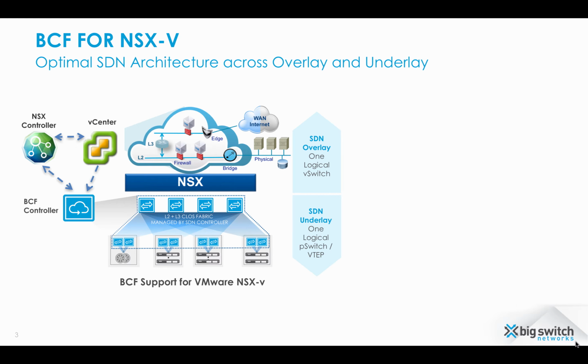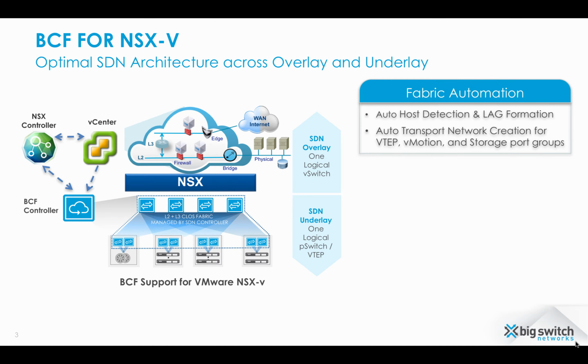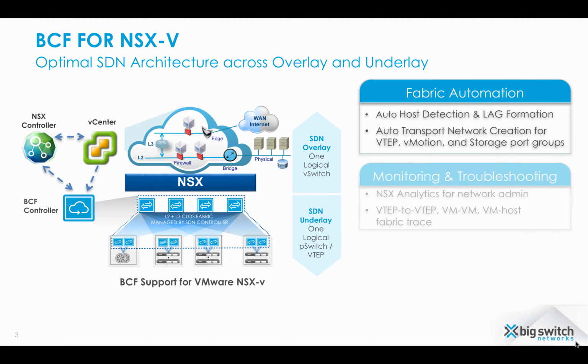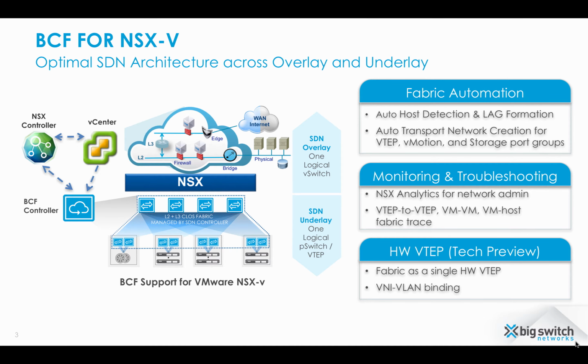Let's review the major advantages of BigCloud Fabric specifically for VMware NSX. Fabric automation greatly simplifies the provisioning of the underlay as compared to traditional box-by-box networks. Fabric monitoring gives network admins new tools to eliminate overlay visibility gap and improve troubleshooting. Finally, hardware VTEP functionality allows NSX to use entire BigCloud Fabric as one hardware VTEP with flexible connectivity options for virtualized and bare metal nodes.